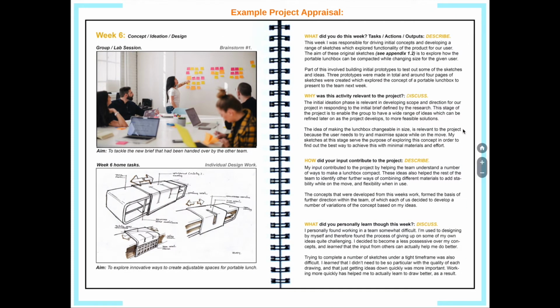And I gave you an example the other day. This is an example of how you might set out your project appraisal. So this is like week 6, concept, ideation and design. Here I've got a couple of images of what might happen in your lab, and then an image down here of what might have been happening from you that week in terms of your sketches. And on the right hand side, I've got 4 questions that you need to answer.